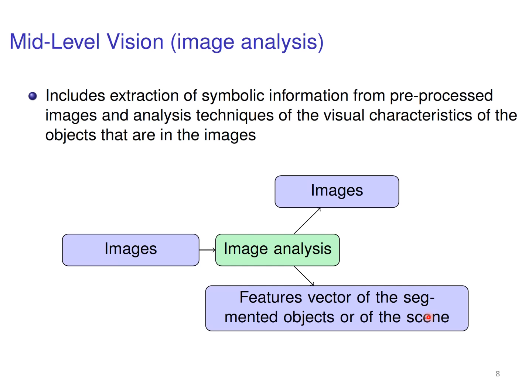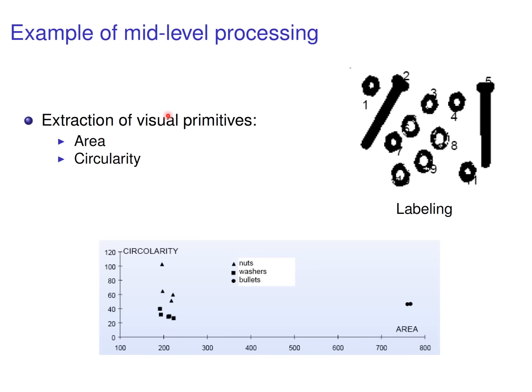So let me show you an example about this. Let's say you have the same example as the low level, but after getting this image, you want to create an algorithm that decides, or characterizes the objects, which one is washers and which one is bullets, right?